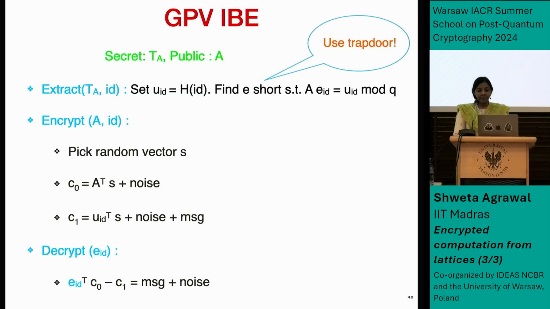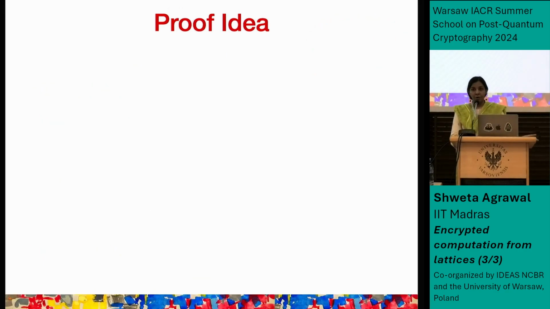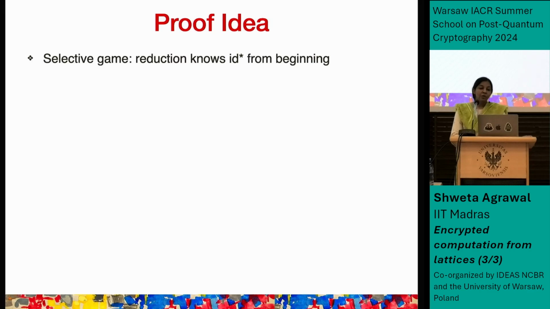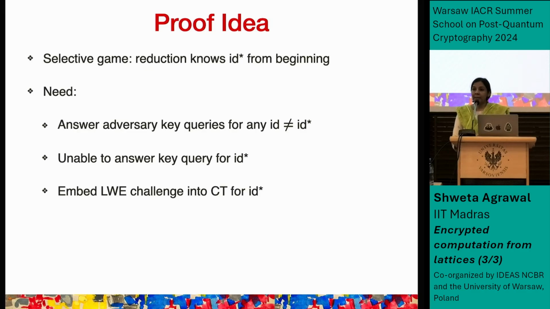Okay, great. So let's look at the proof. The proof is really important. As we already discussed, we're thinking about the selective game, in which we know ID star from the very beginning. And what we need the challenger to do is to answer key queries for any ID which is not equal to ID star, be unable to answer the key query for ID star, and embed the LWE challenge into the challenge ciphertext for ID star. So these are the three things that the challenger needs to do.